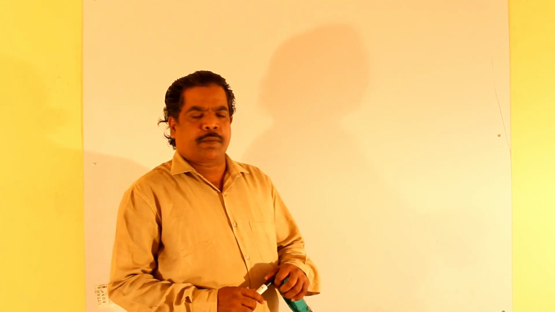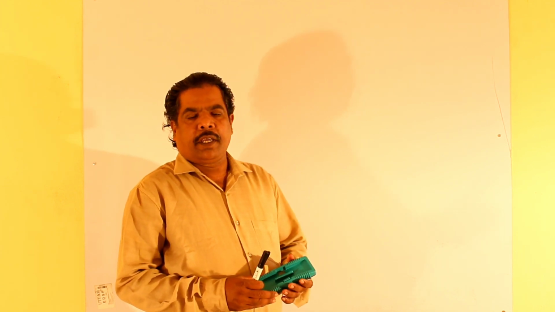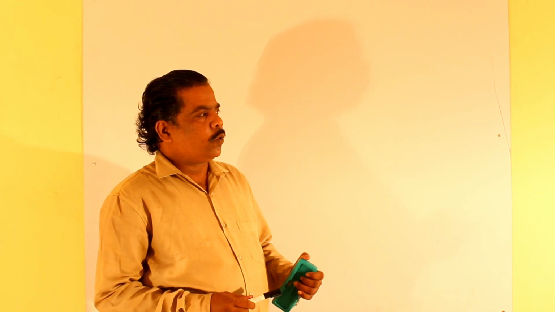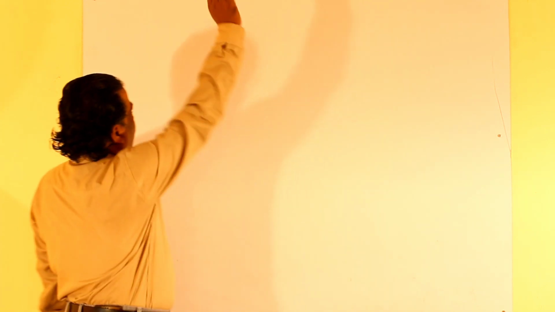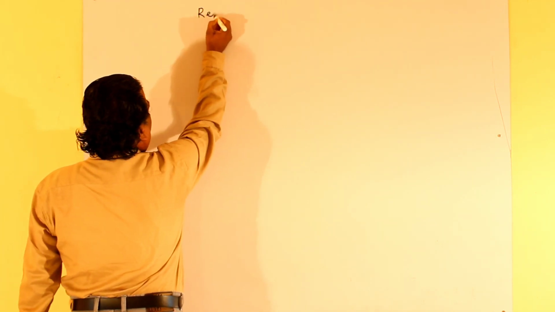Now, what is a relation? A relation is defined as a subset of A cross B. If A and B are two non-empty sets, then the relation is a subset of A cross B.